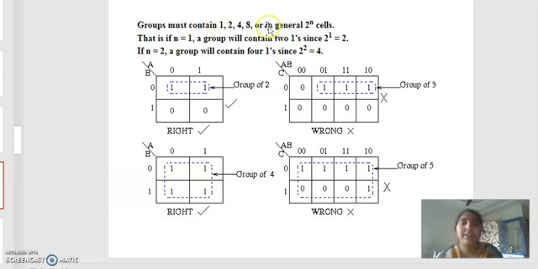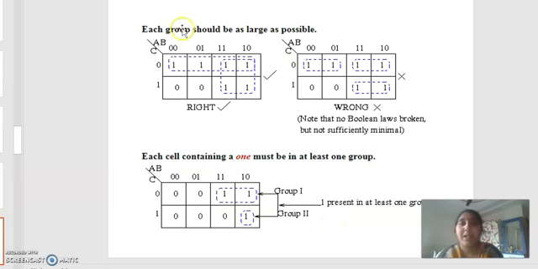While minimizing the K-map, or while grouping the ones in the K-maps, we should always start with the higher numbers. So this example represents a group of 2. We should not make a group of 3 because 3 cannot be written as a power of 2. And we can make a group of 4. Again, a group of 5 or a group containing zeros is the wrong option. Each group should be as large as possible.